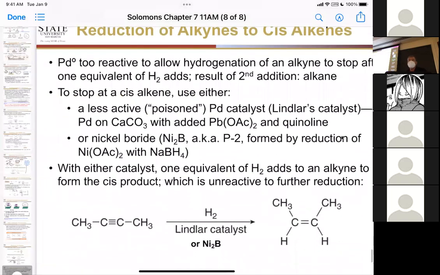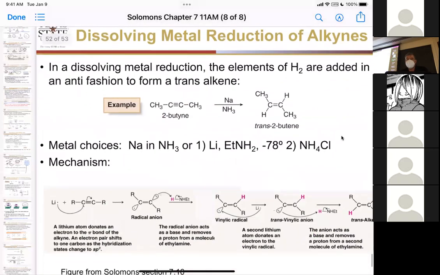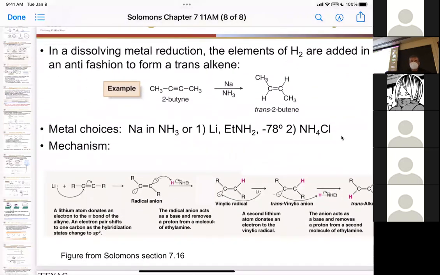So let's talk a little bit more about Lindlar's catalyst. Most of the time you take a platinum catalyst and poison it with lead. So if you see platinum and lead in a system, or you can also do nickel boride, Ni2B, both of these are less reactive than just palladium or platinum or nickel. But it's still on that catalyst surface, and therefore it still gives you that syn addition.